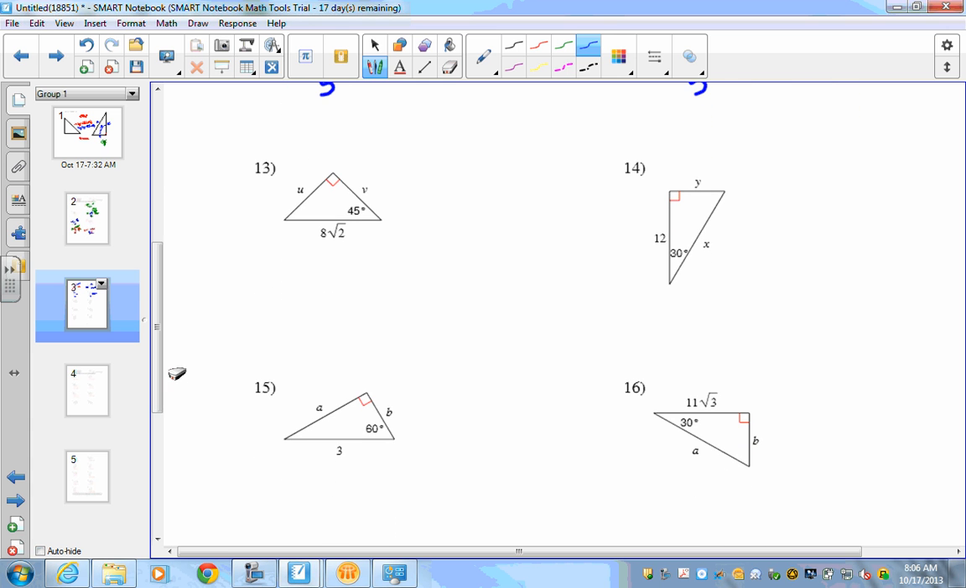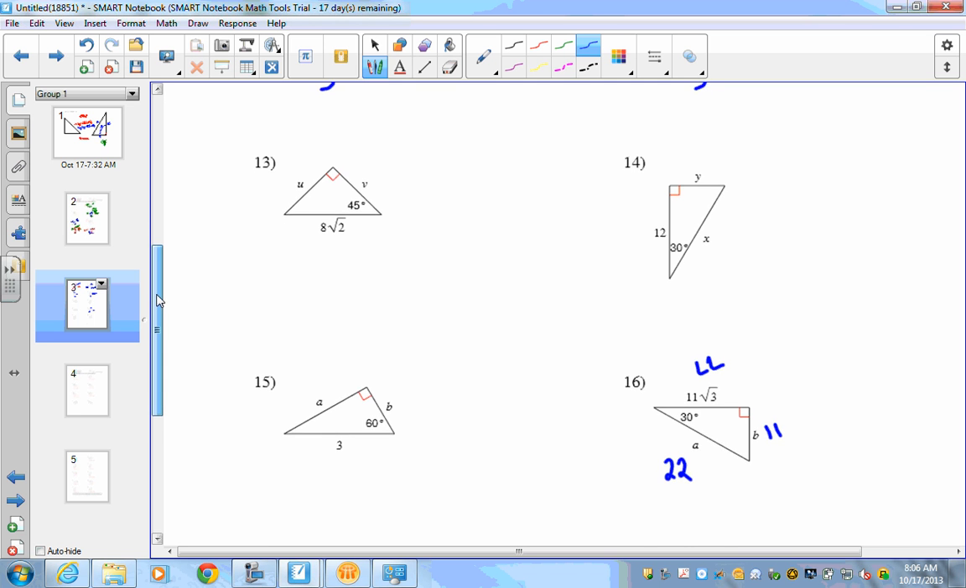I'm just going to focus on question number 16. Question number 16, this is the long leg. So I'm going to just divide by radical 3, which basically eliminates the radical 3, and then A is 22. So that is the relationship in a 30, 60, 90.